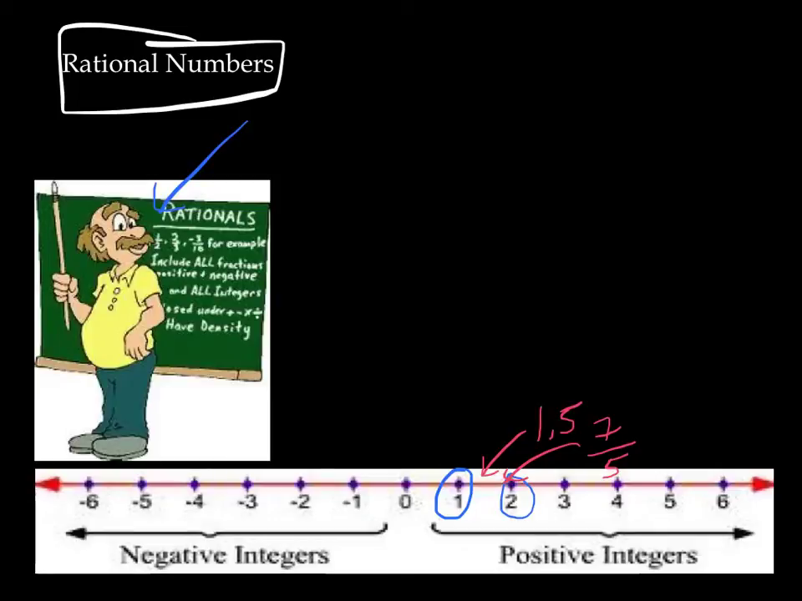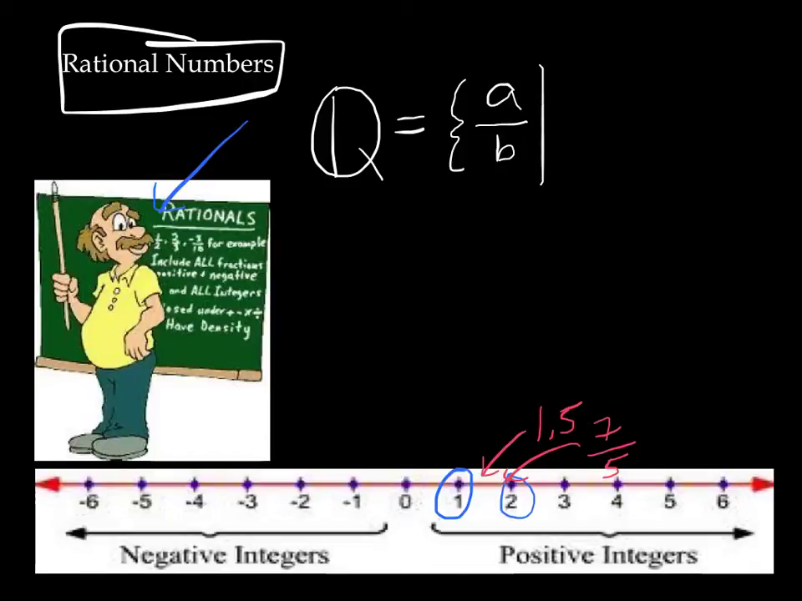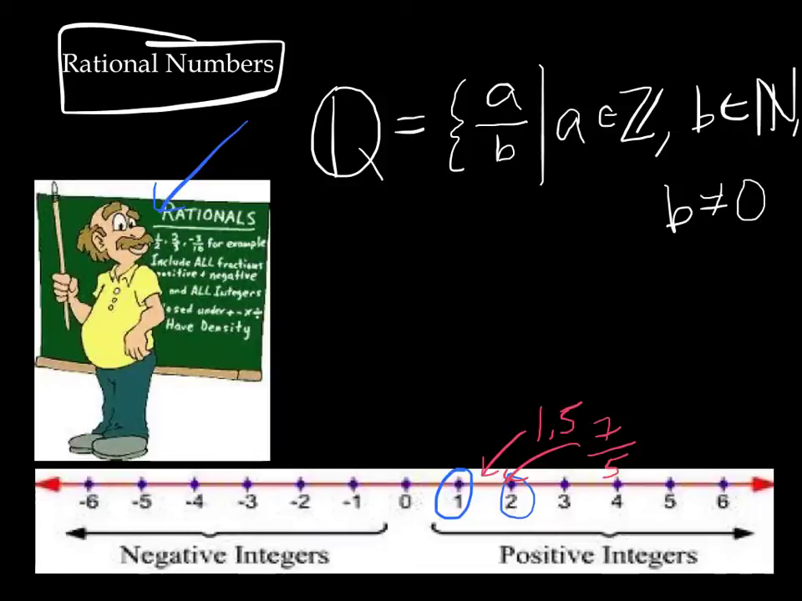Now, the symbol for the rational numbers is Q. Okay, now why is the symbol Q? That's the word quotient. So here we go. Here's how we write it out nice and formally. The rational numbers are the numbers that can be written as a fraction A over B, such that A is an integer, B is a natural number, and we have one other stipulation. B is not 0.